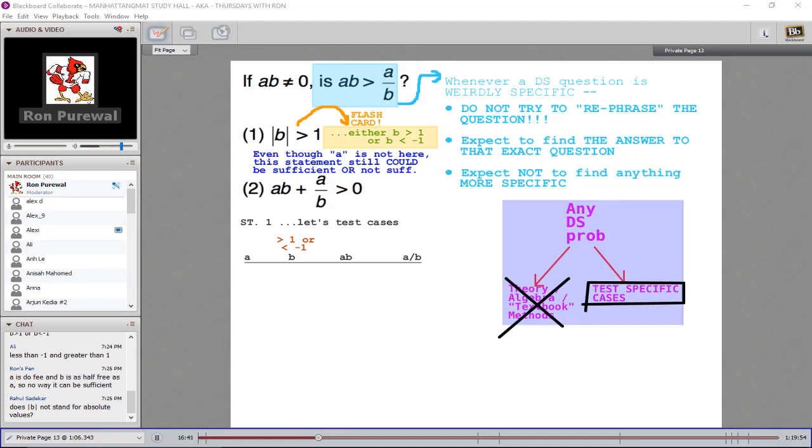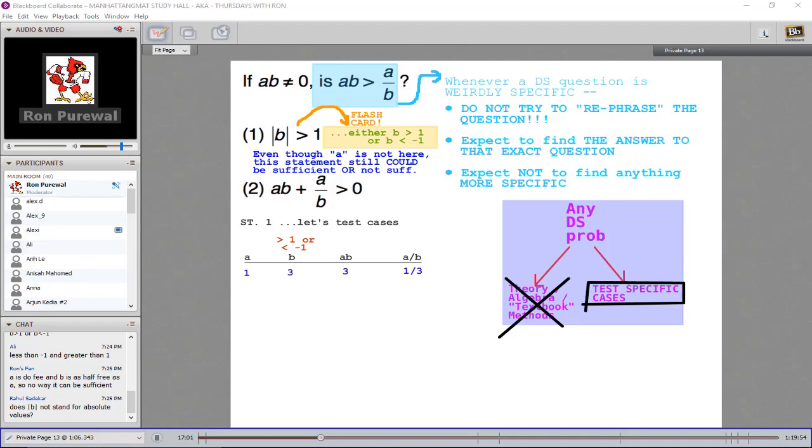Let's see. Joey mentioned 3. You're probably going to try a positive number first, right? So if B is 3, then we can make A 1. Then AB would be 3. And A over B would be 1/3. So 3 is greater than 1/3.